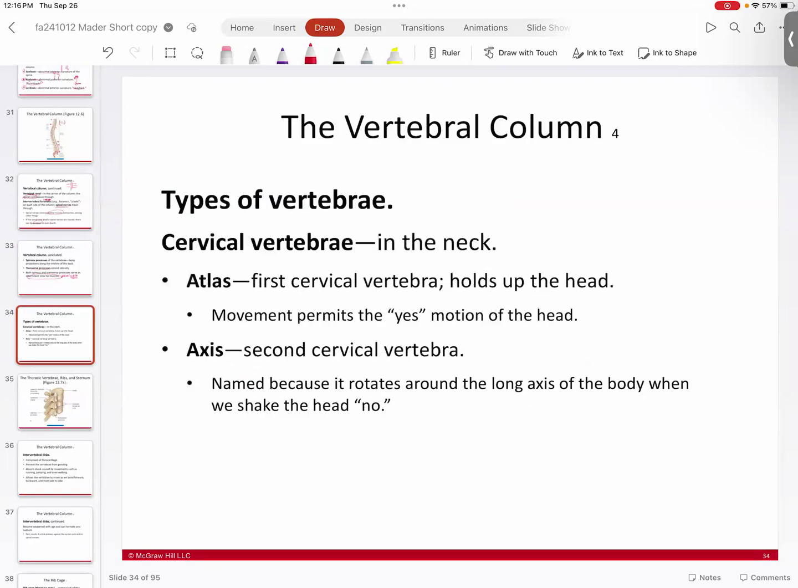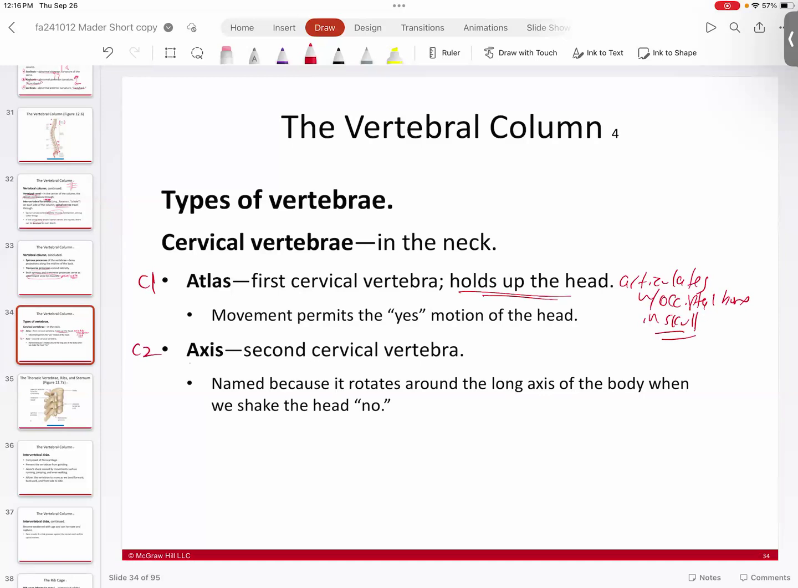There are 2 very special cervical vertebrae that we have special names for. The atlas, which is C1, that's the very first one. This articulates to your skull, right? So this is your first cervical vertebra. It holds your head up, and basically it articulates with the occipital bone in the skull. So that's the first one.